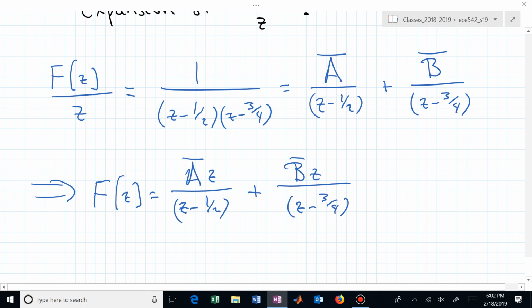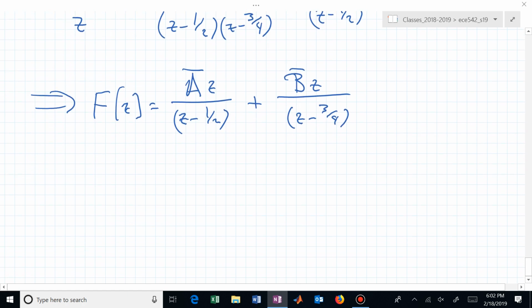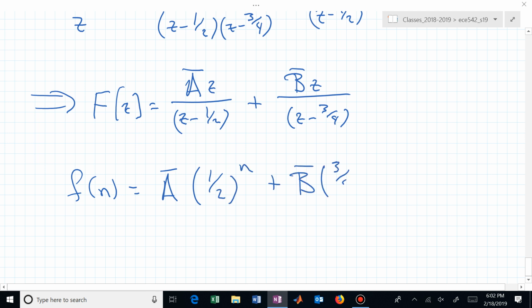And once I have those pairs identified, I now know that little f of n is in fact a bar 1/2 to the n plus b bar 3/4 to the n. And because I knew my region of convergence was outside the largest pole, I know I had a causal sequence. I now know for what values of n this sequence is defined.